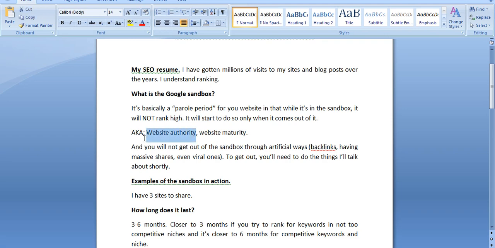Now, the Google Sandbox is also known by other things. If you don't have website authority, you will be in the Google Sandbox, or if you don't have website maturity, you will also be in the sandbox. These things are attained through having a website that matures and has a long period of time to rank, like maybe several months, but we'll get to that in a moment.